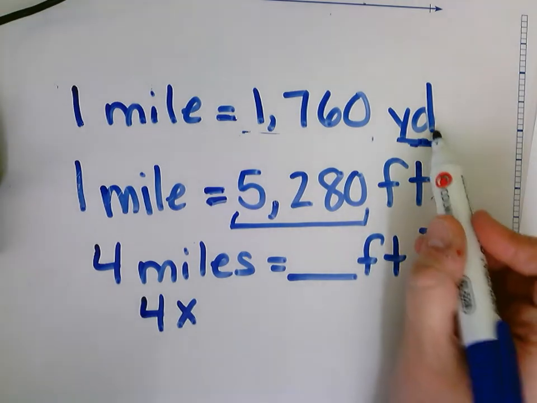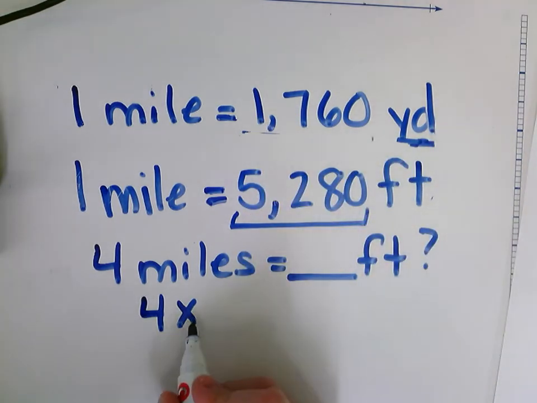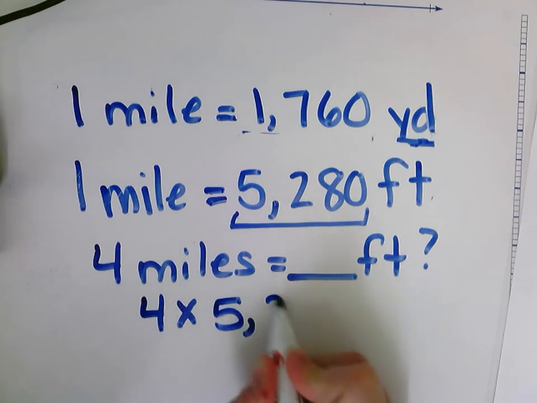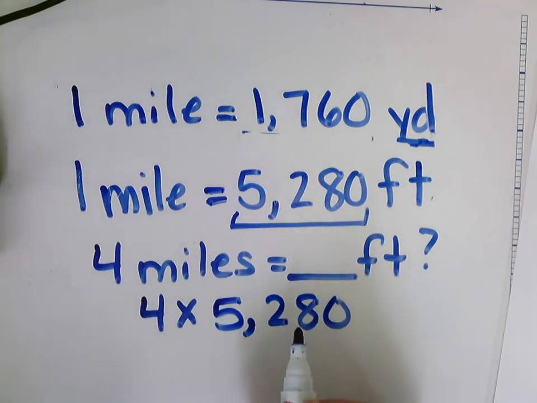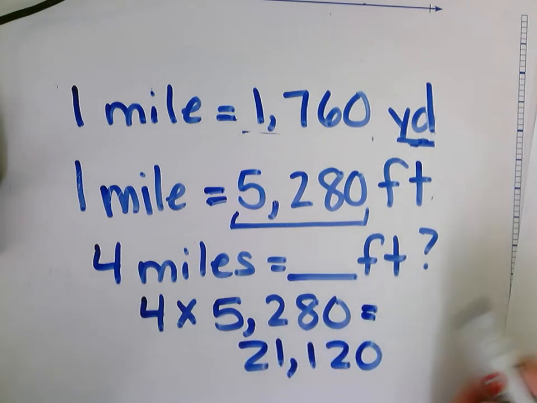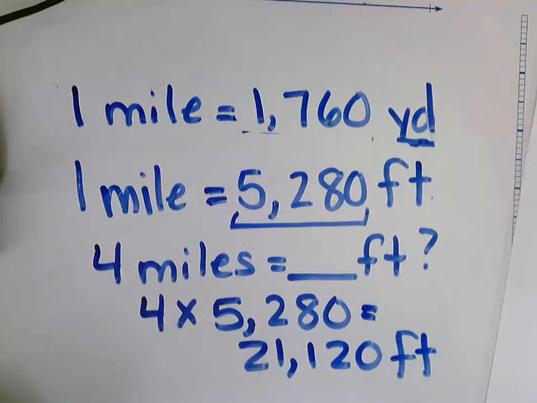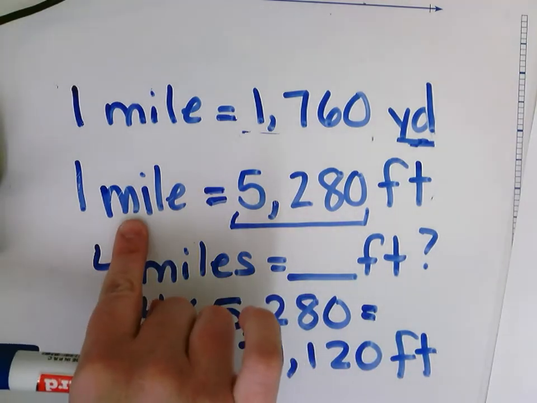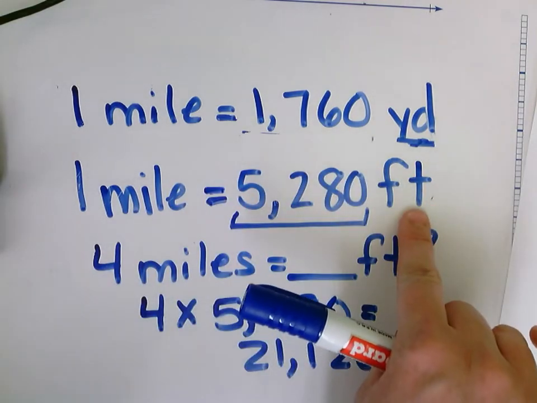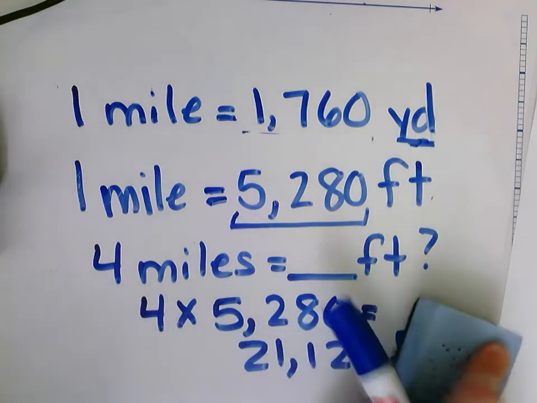So when I have feet, I'm going to use the amount of feet in a mile. When I'm looking for yards, I will multiply by how many yards are in a mile. So I have to do 4 times 5,280. And we're going to get 21,120 feet are in 4 miles. All right. So again, when we're going from a larger unit to a smaller unit, we're going to multiply.